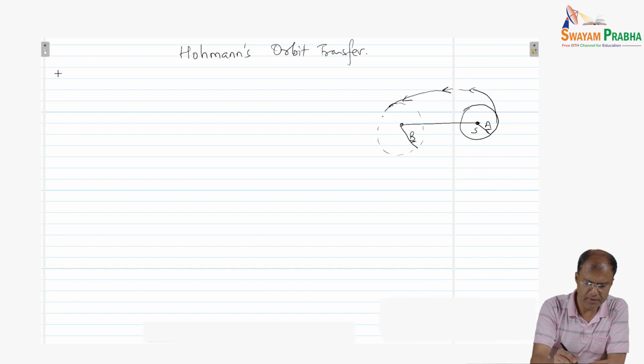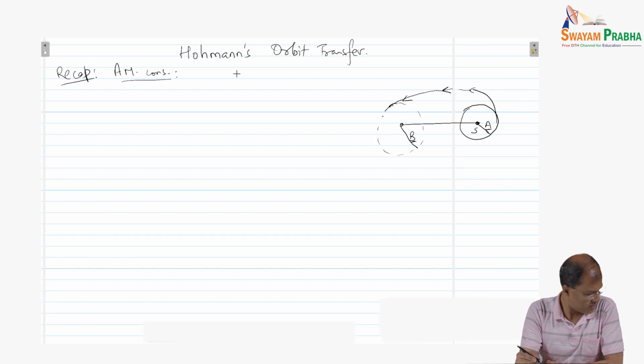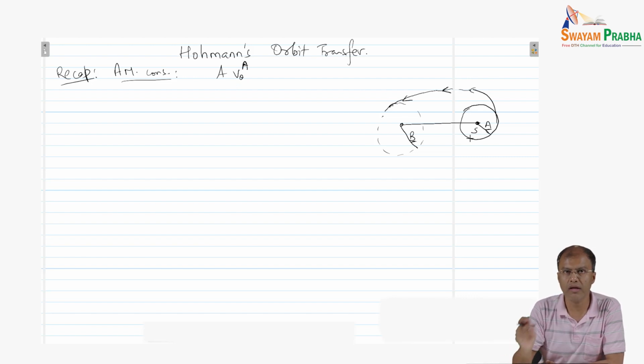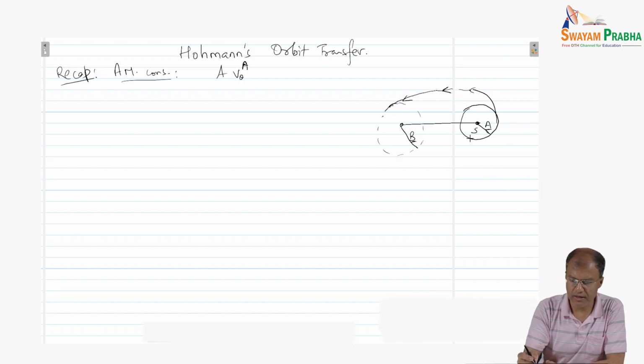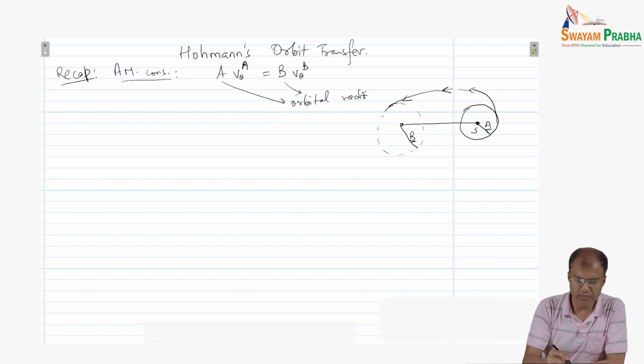And if we recap the conservation of angular momentum, it reads as follows. We had A times V theta of A, where V theta implies the tangential component of the velocity, which is the launching velocity at A, is equal to B times V theta at B, where A and B are the orbital radii.